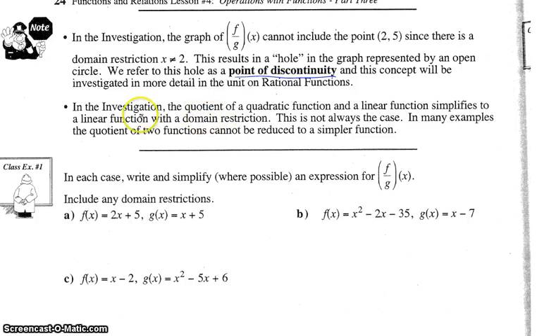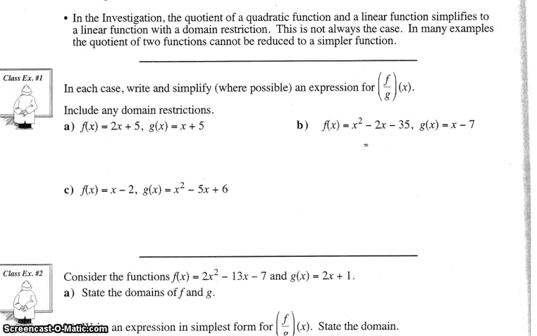Now, in this investigation, the quotient of a quadratic function and a linear function simplifies to a linear function. We got y equals x plus 3, with a domain restriction of x can't equal 2. But that's not always the case. In many examples, the quotient of two functions cannot be reduced to a simpler form, and then we get definitely a different looking graph. Okay, let's look at example 1. In each case, write and simplify, where possible, an expression for f divided by g of x. Again, that notation simply means f of x divided by g of x. It's the same. Include any domain restrictions.